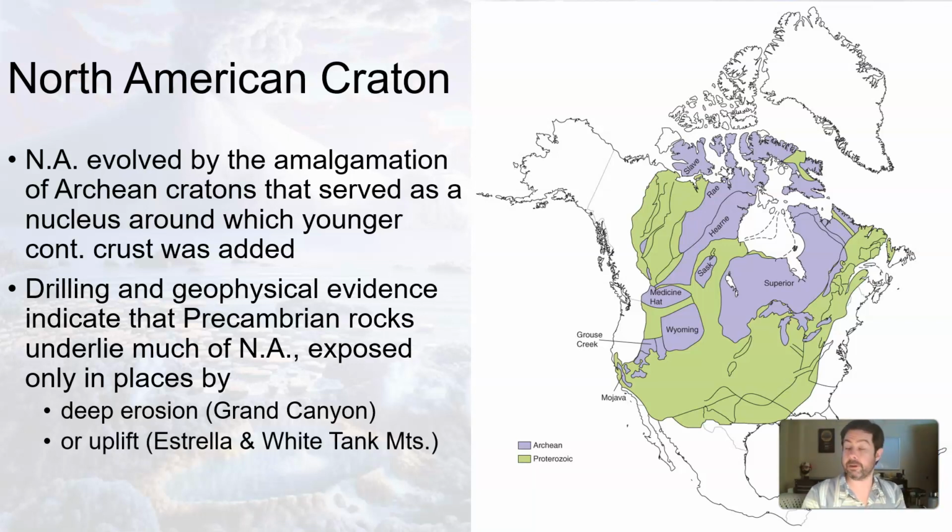So to get to these buried shield rocks, these old rocks, we either have to go down to them, like in the Grand Canyon, or wait for them to be pushed up, like what we see around us at Estrella Mountain Community College here. We have the White Tanks and the Estrella Mountains. Both consist of very old Precambrian rocks that, due to plate tectonics, were uplifted.